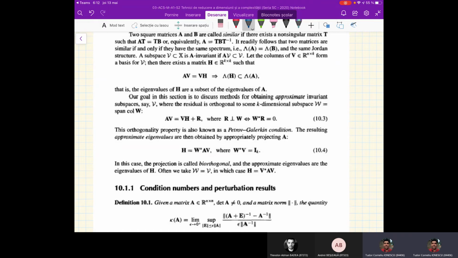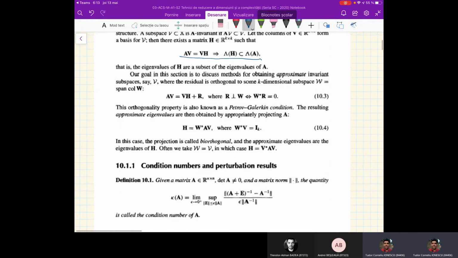A subspace V included in R^n is A-invariant if multiplying from the left with the matrix A all the elements in the space V, they are again included in the space V. Let the columns of V in R^(n×k) form a basis of calligraphic V. Then there exists a matrix H such that AV = VH, with the spectrum of the matrix H included in the spectrum of the matrix A. So the eigenvalues of H are a subset of the eigenvalues of A.